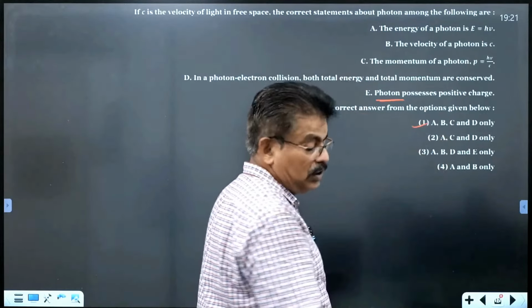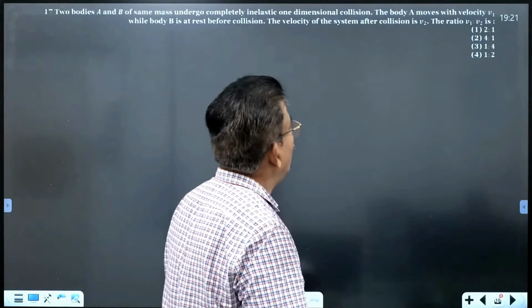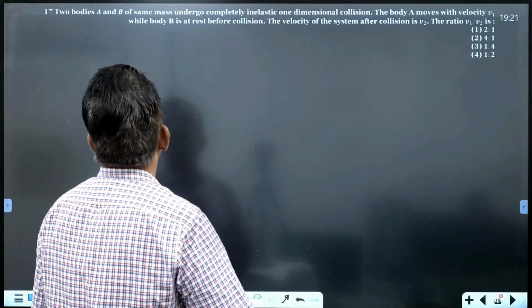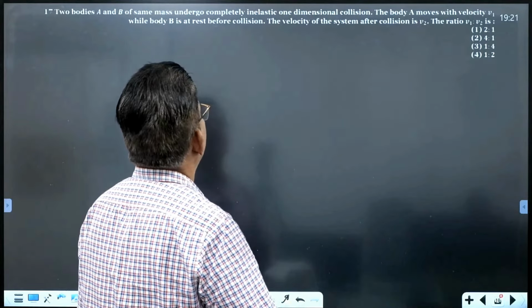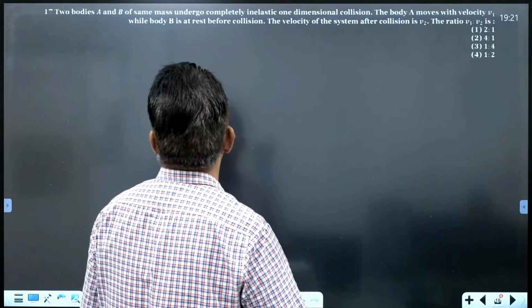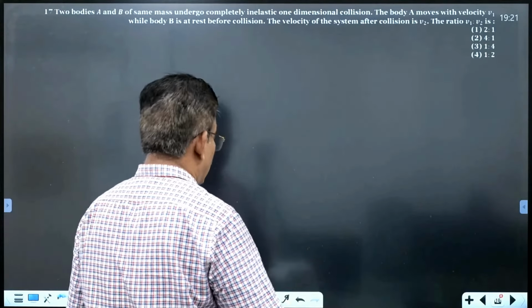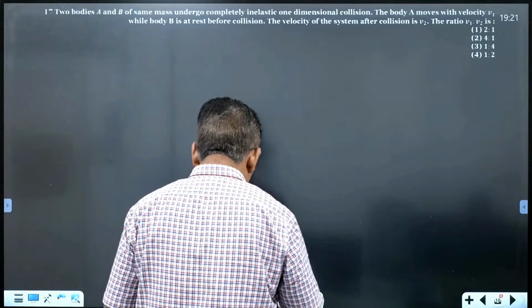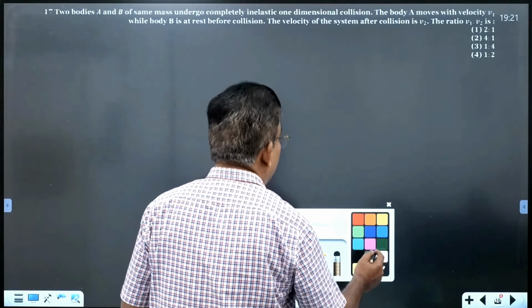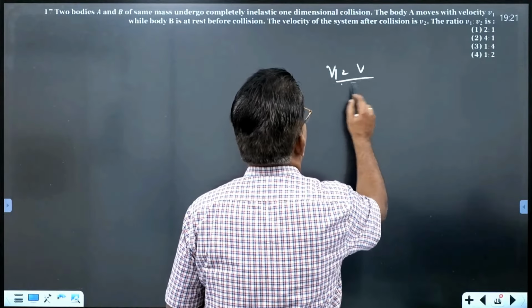Option is 1. 16th question answer is 1. Now coming to the next question. Come on. Two bodies A and B of same mass undergo a completely inelastic collision. Body A moves with velocity v1, body B is at rest. So we have to find the ratio of velocities. Initially only who was moving? Body A was moving. So initial velocity is v, we can take it.